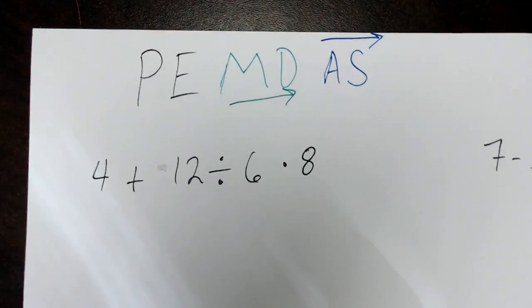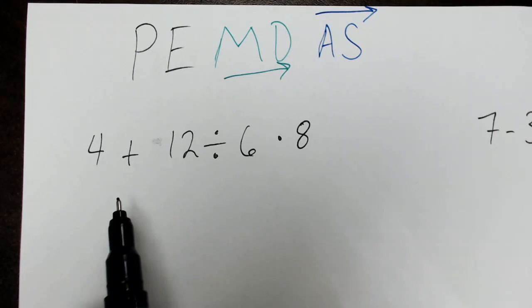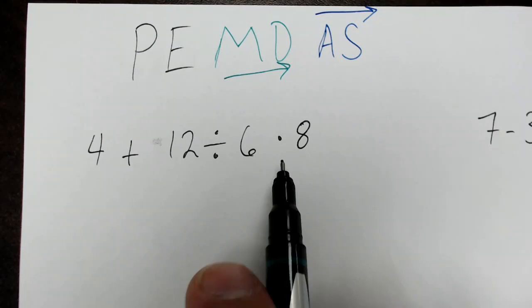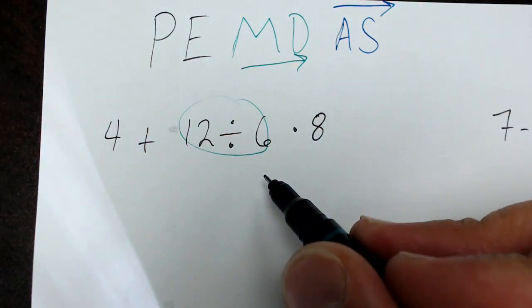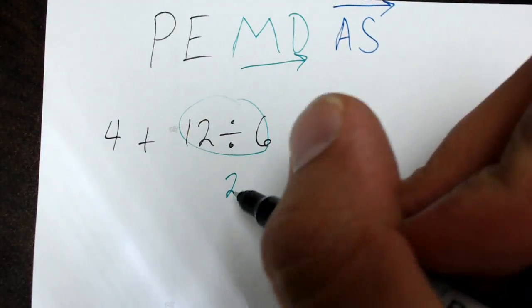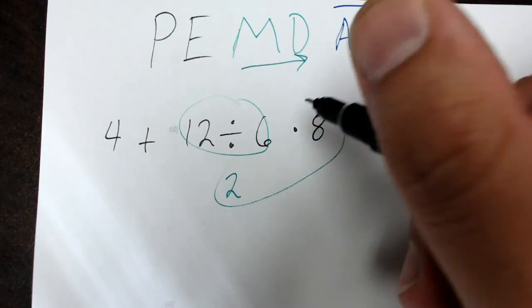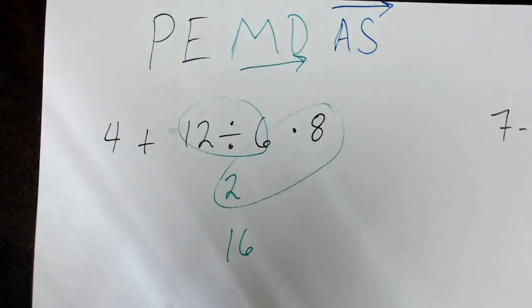So let's get to work. Let's start with this one. So again, I'm going to look for multiplication and division. I see multiplication, I see division, but I need to solve it from left to right. So the first thing I'm going to do is 12 divided by 6. 12 divided by 6 is 2. Next, I'm going to do the multiplication. 2 times 8 gives me 16.